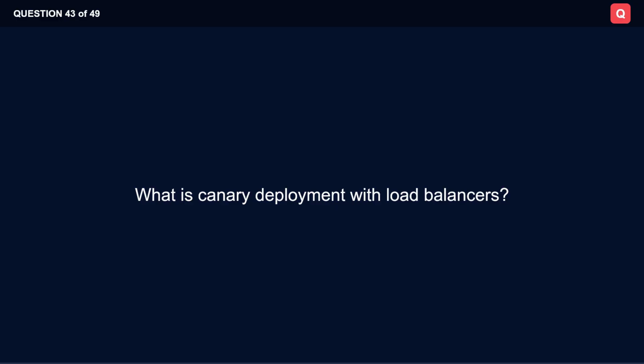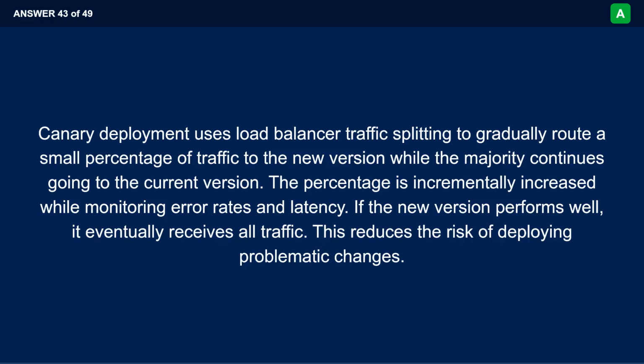What is canary deployment with load balancers? Canary deployment uses load balancer traffic splitting to gradually route a small percentage of traffic to the new version, while the majority continues going to the current version. The percentage is incrementally increased while monitoring error rates and latency. If the new version performs well, it eventually receives all traffic. This reduces the risk of deploying problematic changes.